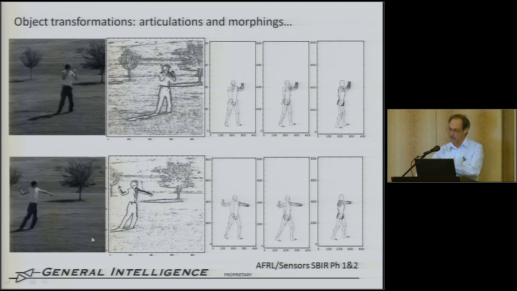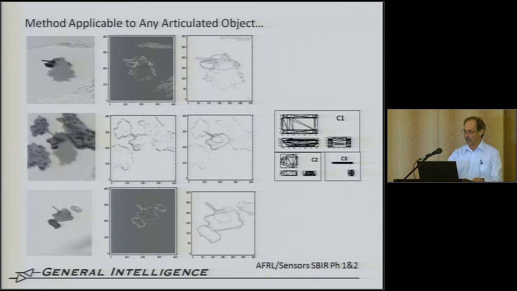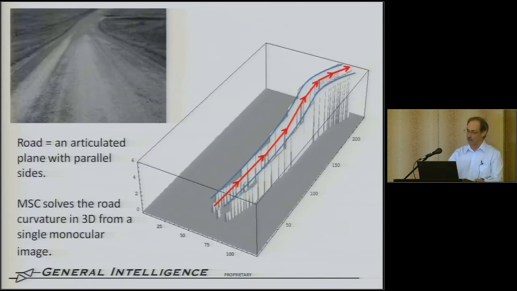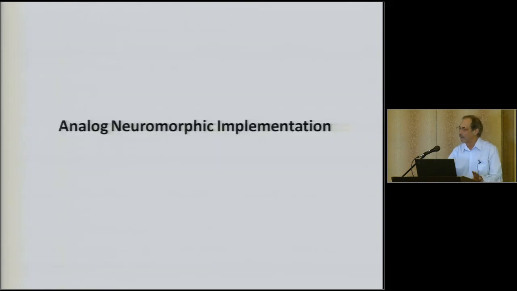And these are 3 different views of the same solution, so you can see it's a correct 3D solution. This was work done under an AFRL sensors SBIR phase 1 and phase 2. Articulated objects like tanks were done under the phase 1. Other things like roads, which can be represented as an articulated model, it solves that perfectly well. Reconstruction, and so on.